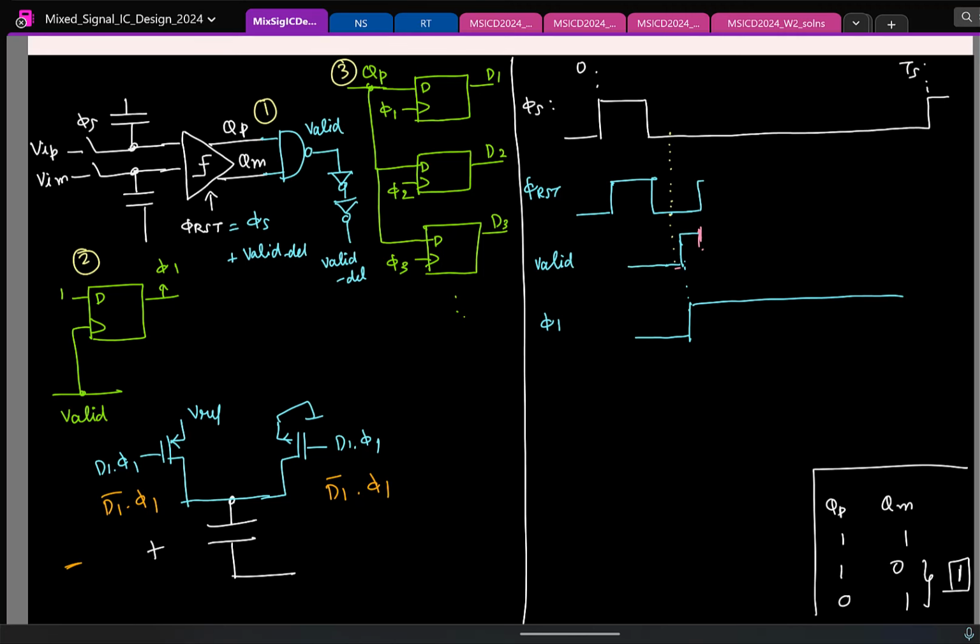Now reset signal is going high here. So if the comparator is reset, what can you say about the outputs? They will be pre-charged to VDD. So what will happen now? Both are at 1. Valid will become 0, which means valid signal will now come to 0.